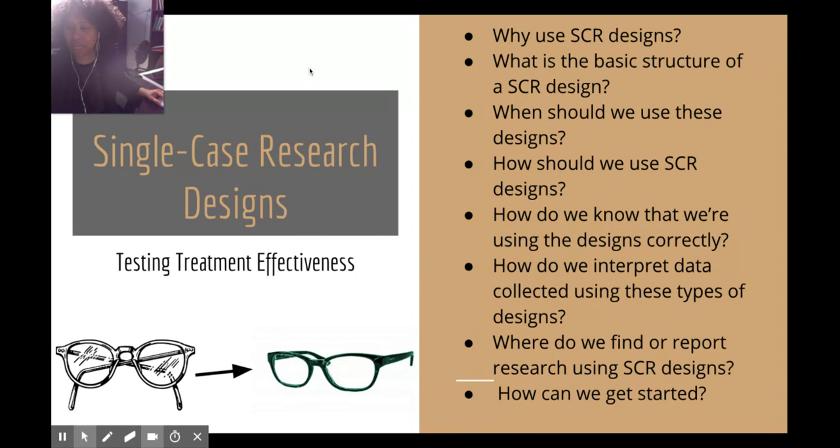So when we think about single case research designs, we want to think about, well, why use them, and what is the basic structure of them, and when should we use them? Because they're not going to apply to every circumstance, every situation, for example. How do we know that we're using these designs correctly? How do we interpret the data that we've collected according to the stipulations that are naturally occurring within this design construct or framework? And then where do we find or report research using single case research designs? And of course, how do we get started? So we're going to talk about these questions as we progress through the slides.